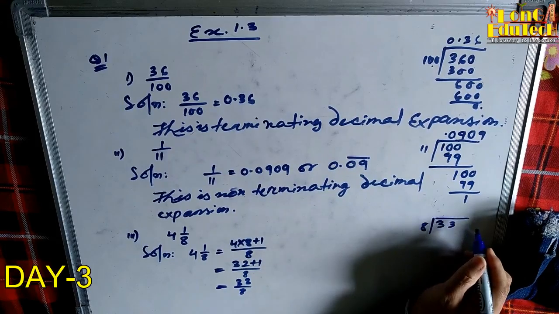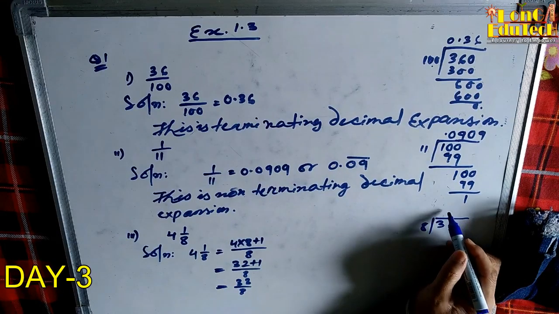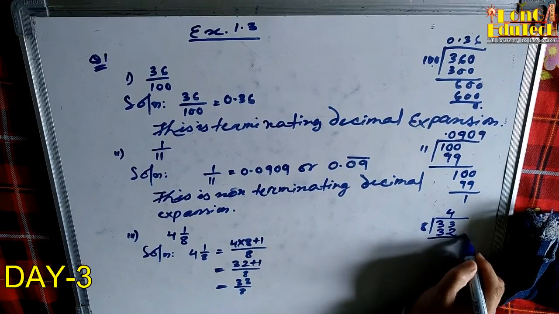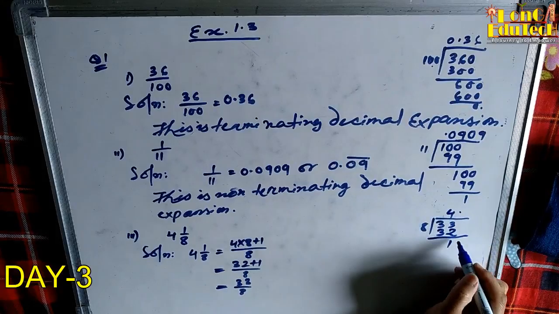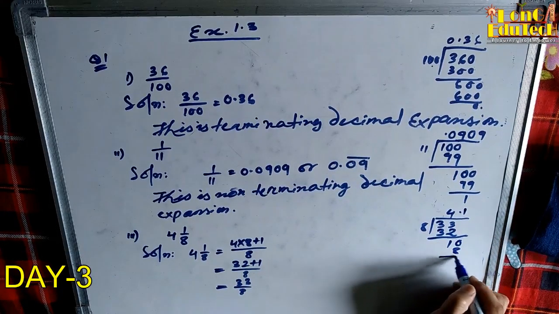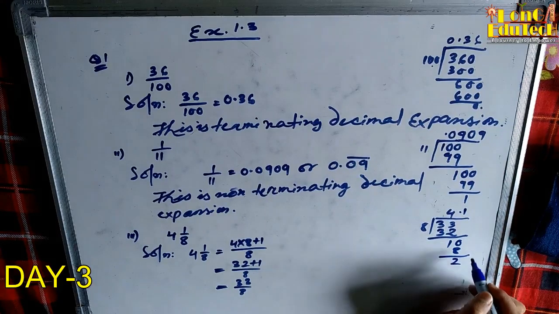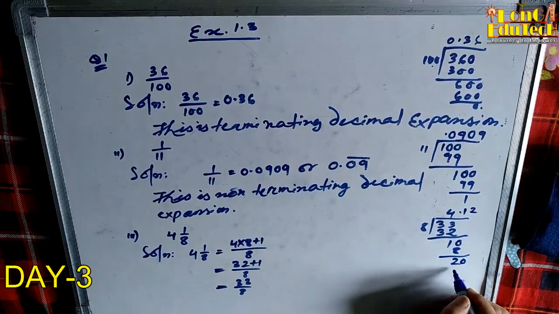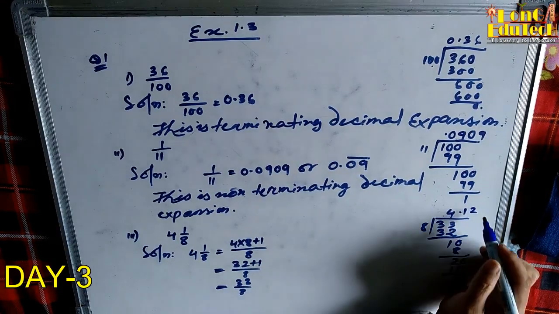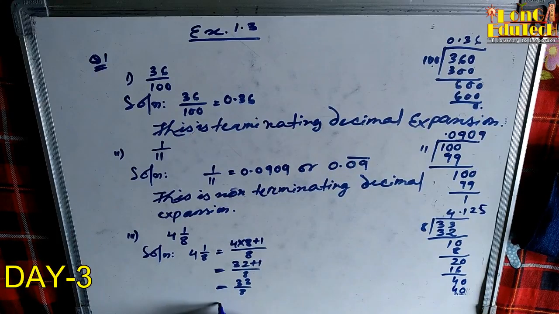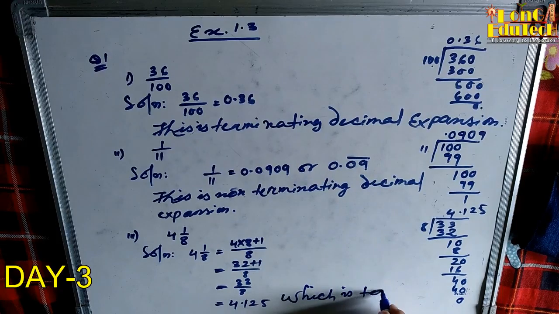Okay, so now comes 33/8. We have to divide, no problem. And how much can we go? 8 4s are 32, right? Remainder 1. Put point 0. 8 1s are 8, 0, right? 2. 4, put 0. 8 2s are 16. 4, right? 0. 8 5s are 40. That comes to how much? 4.125. We got a 0 remainder here, right? So which is terminating. Right? Yeah. So this point we have to know.